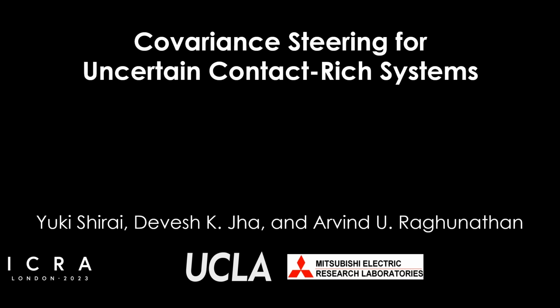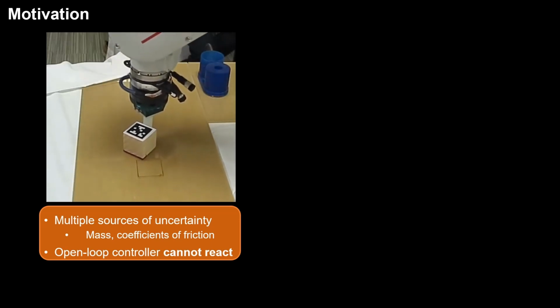We provide design and implementation of covariance steering for uncertain contact-rich systems. In this work, we consider robots with contact. In reality, uncertainty always exists. Thus, the robot might not be able to complete its desired task using the open-loop controller. Thus, a closed-loop controller is useful.